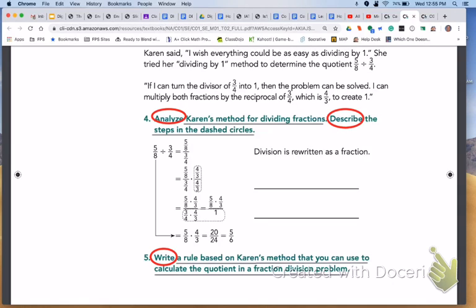Karen said, I wish everything could be as easy as dividing by 1. She tried her dividing by 1 method to determine the quotient 5/8 divided by 3/4. If I can turn the divisor of 3/4 into 1, then the problem can be solved. I can multiply both fractions by the reciprocal of 3/4, which is 4/3, to create 1. Answer number 4 and 5 with your group.